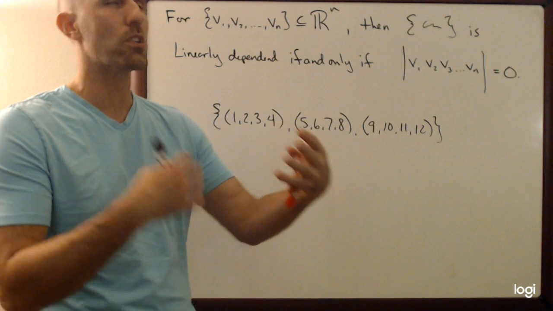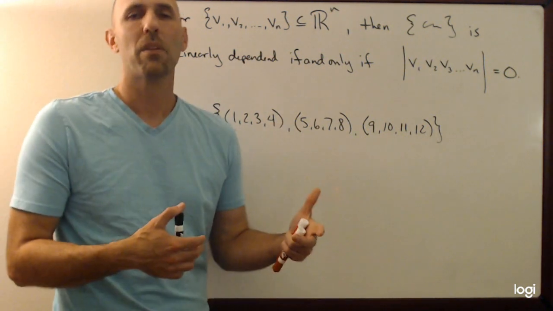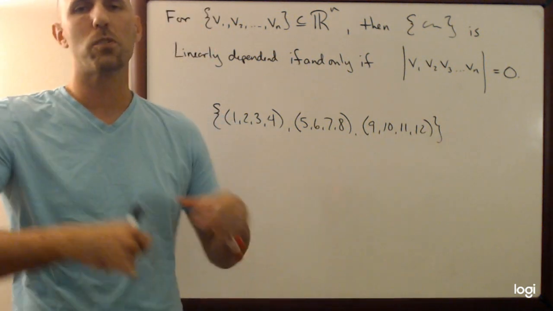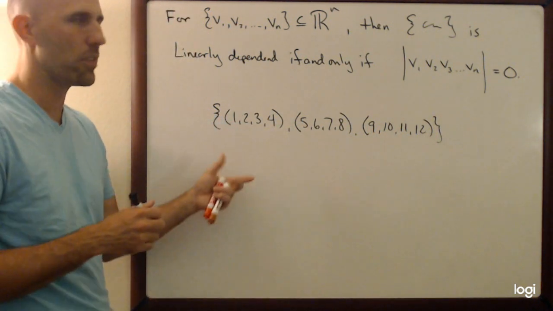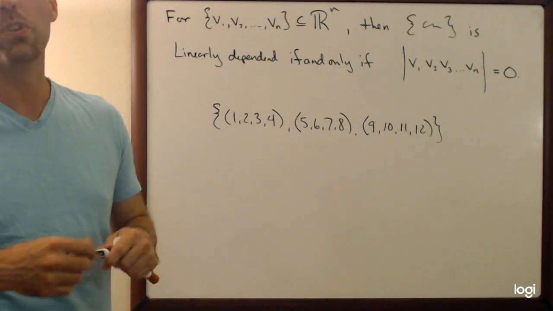I'm going to have to put it in row echelon form. I'm going to have to determine the rank. Okay, all those things. And remember, that always works. For real valued vectors, putting them into a matrix, putting it in row echelon form, looking at the rank, comparing it to the number of vectors you started with, it always works. Okay, but we could do a determinant as well.